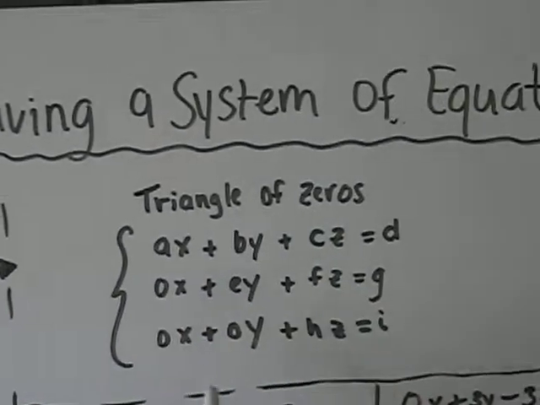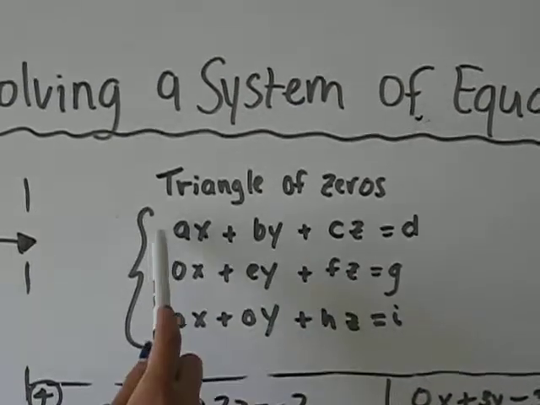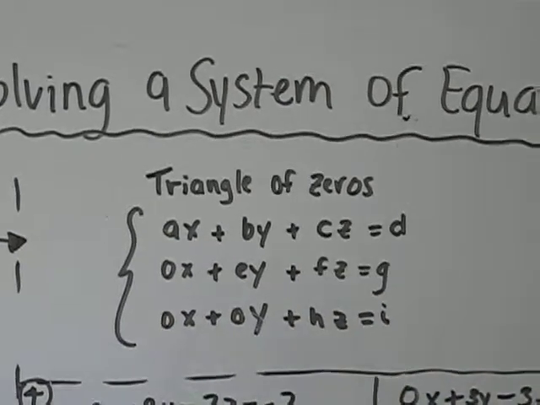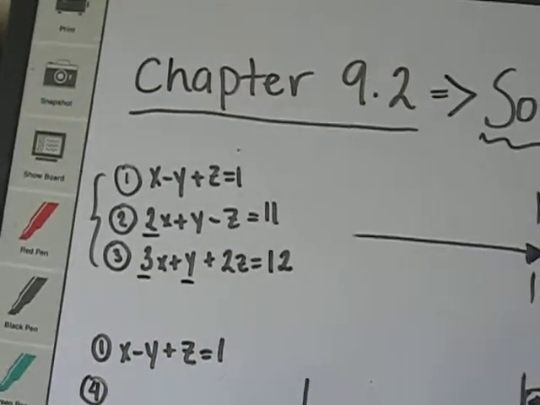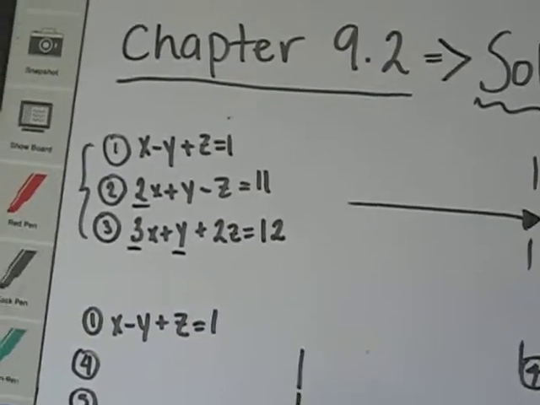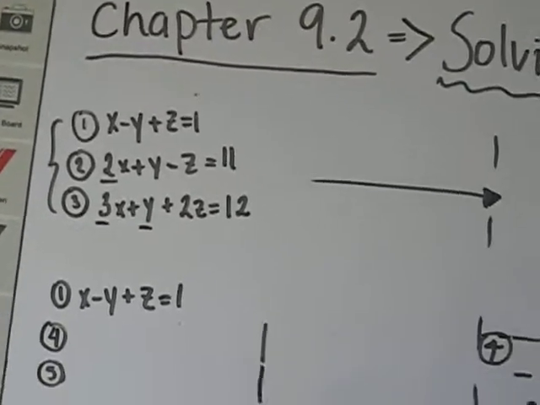It's called a triangle of zeros. So 1, 2, 3, and it's a triangle. So you want those zeros to be here, here, and here. But to do that, you have to multiply your equations by non-zero constants.